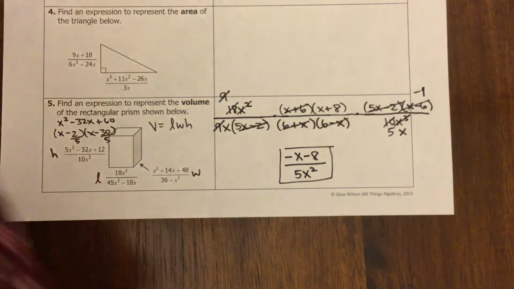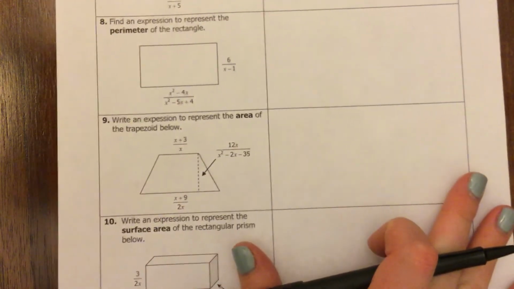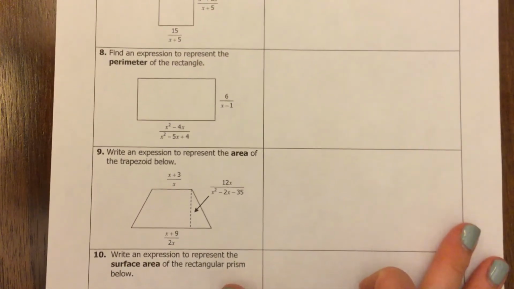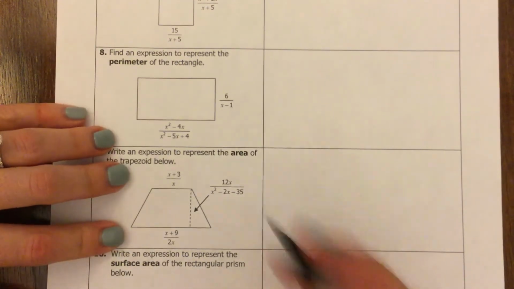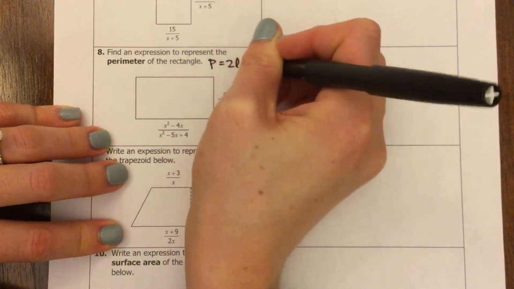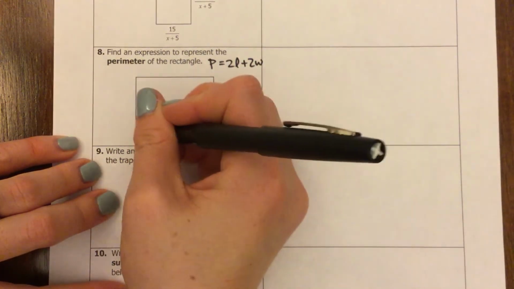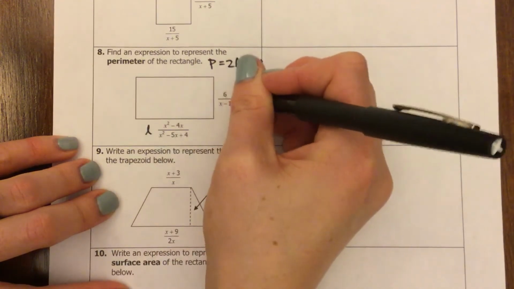Okay, on to our second page. This page, we're going to do numbers 8 and 9. So number 8, to represent the perimeter of a rectangle. The perimeter formula is twice the length plus twice the width. Let's call this the length, let's call this the width.